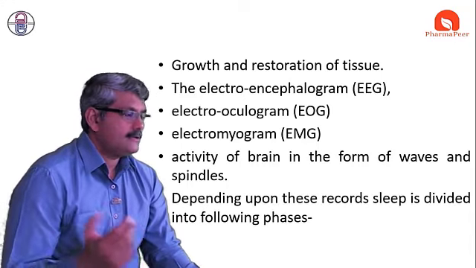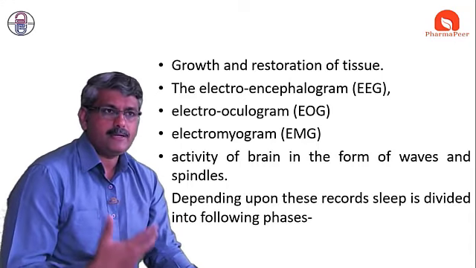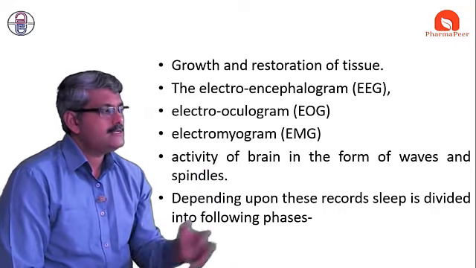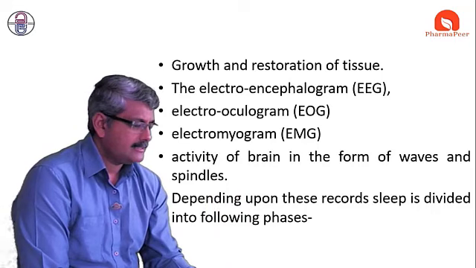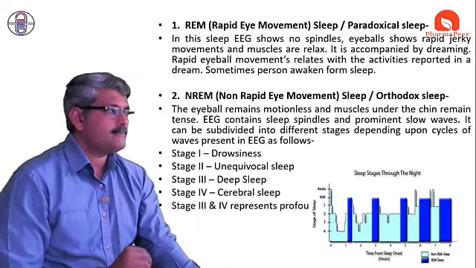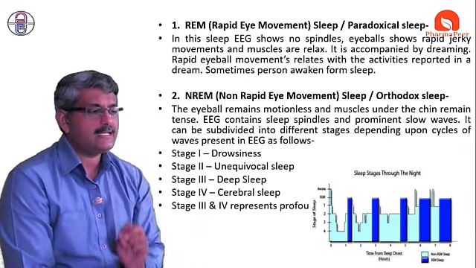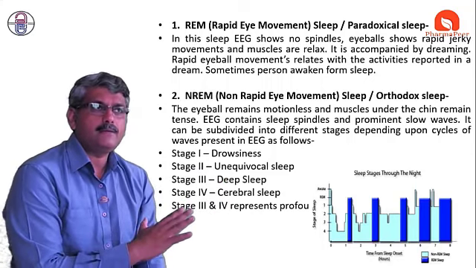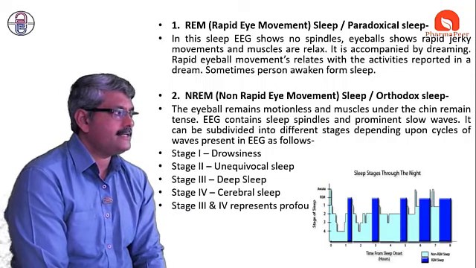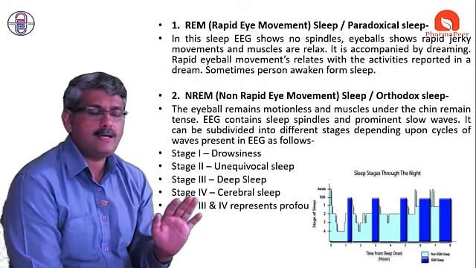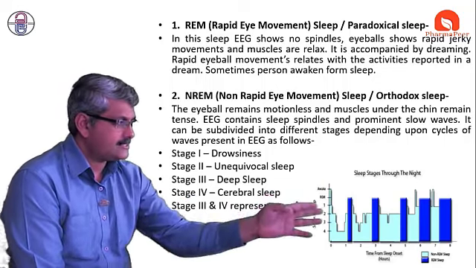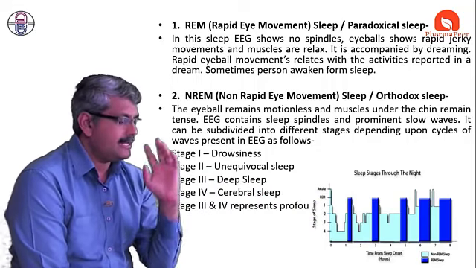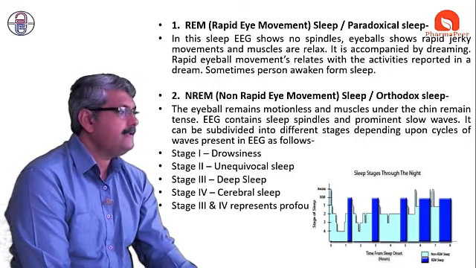So depending upon this condition, counting all these parameters, they have concluded that sleep is bifurcated into two major parts that we call REM and NREM. Right now, we are not going to discuss REM and NREM. In practical, we are going to discuss it. What do you mean by REM? What do you mean by NREM? This diagram also gives a very good explanation about REM and NREM. So we will discuss it in practical.